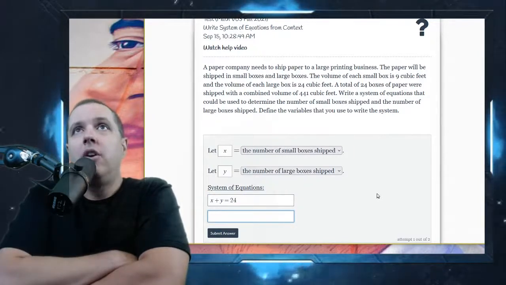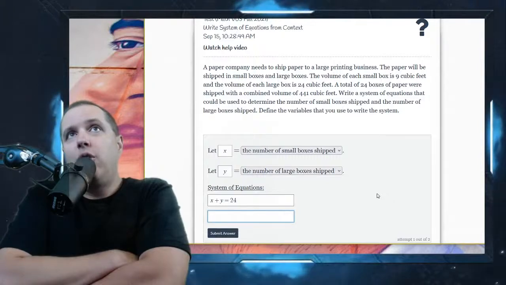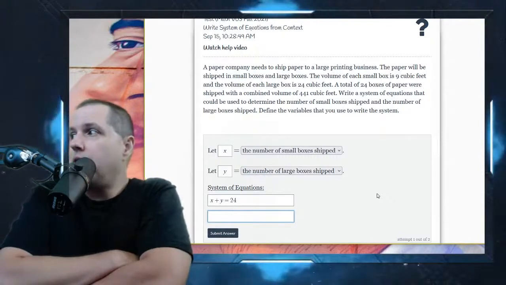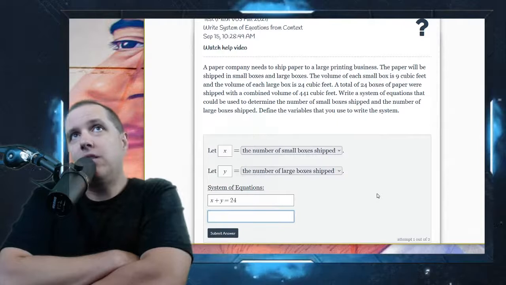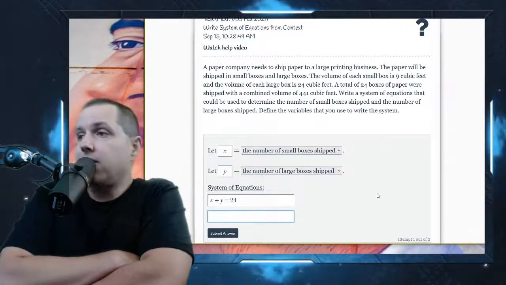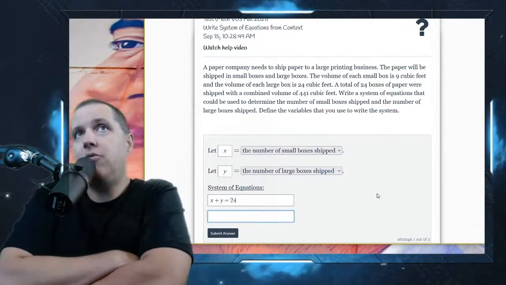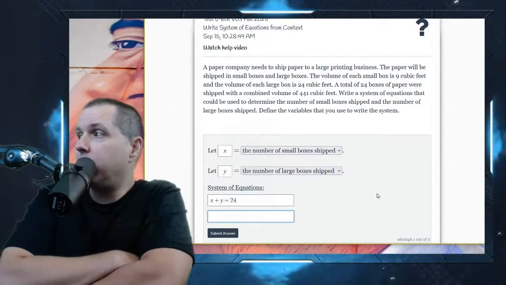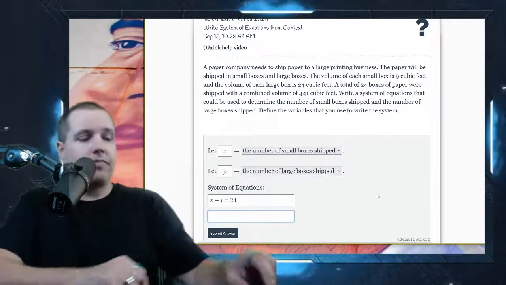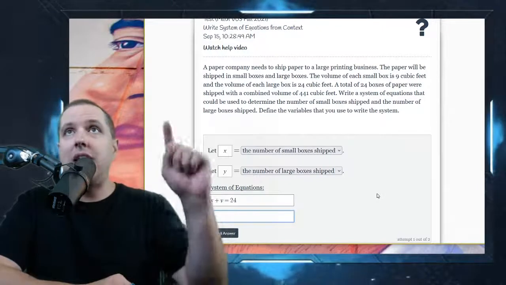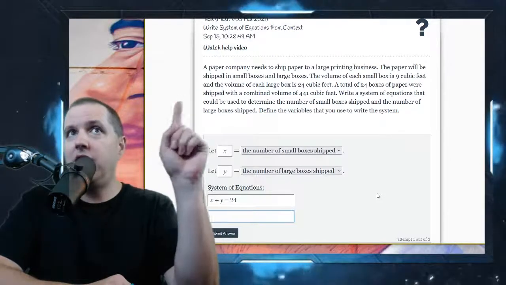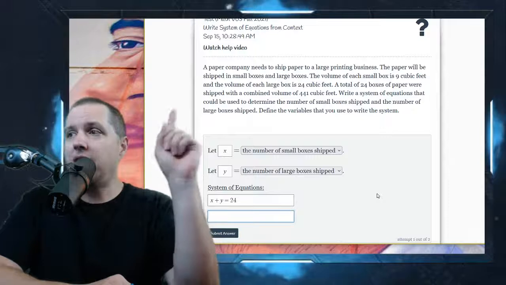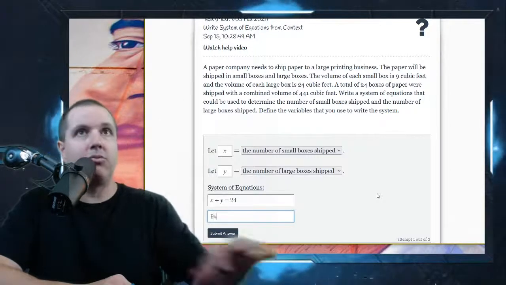Okay. So we have a total of 444 cubic feet. So we want to figure out how many cubic feet were sent out in the small boxes, how many cubic feet were sent out in the large boxes, and then we have a total cubic feet, right? So if I take 9, there's 9 cubic feet in each small box, and there's x boxes. So what does 9x represent?